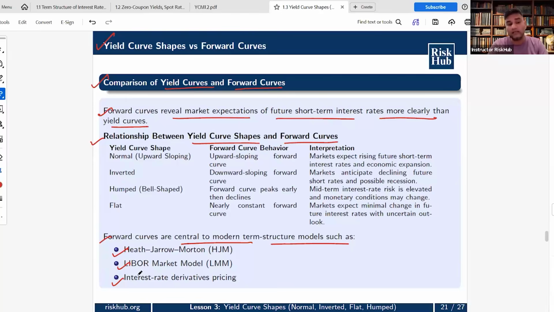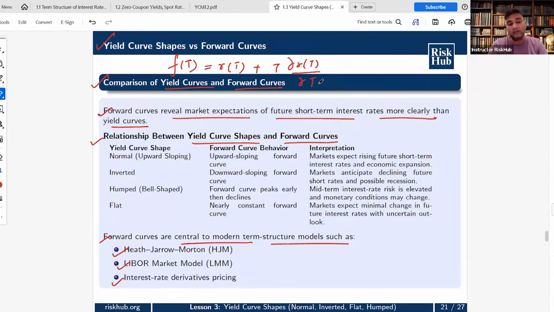For a spot curve R(T), the instantaneous forward rate is given by a formula that is not on the slide, but I'll give it to you. F(T) is equal to R(T) plus T times the partial derivative of R with respect to T. What it says: the forward rate at maturity T equals the spot rate at that maturity plus the maturity multiplied by the slope of the spot curve.